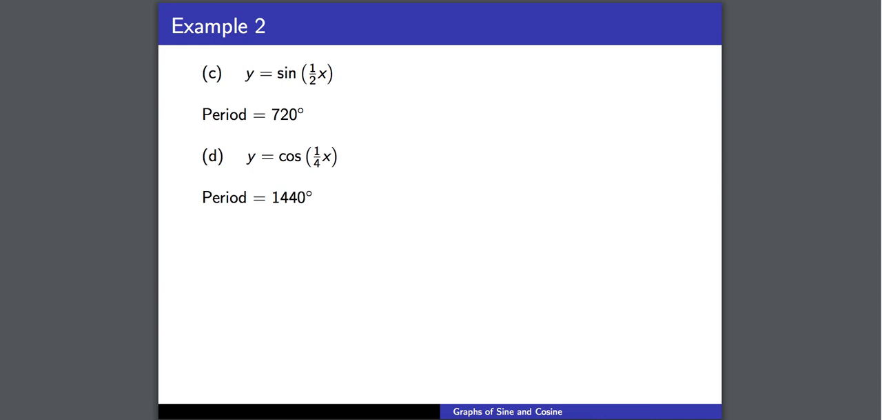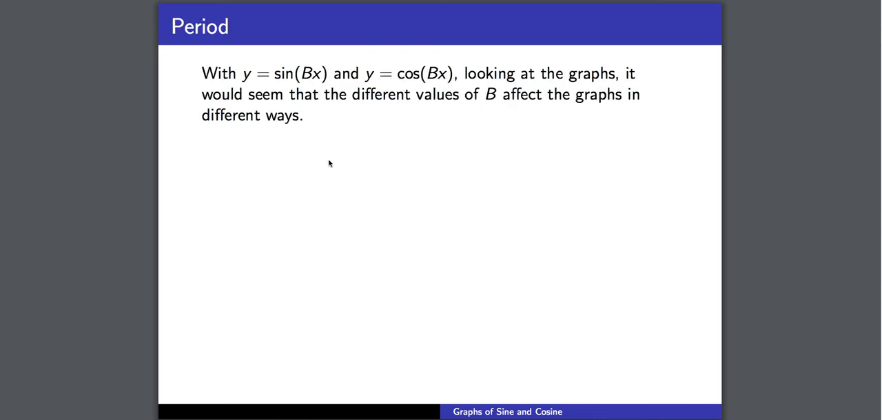So as we've seen, the value that we're multiplying our inputs by, like a half or a quarter or 2 or 3, that value of b has an impact on what the period of the graph is. So with y equals sine of bx and y equals cosine of bx, it seems that different values of b affect the graph in different ways. If b is between 0 and 1, it is a horizontal stretch away from the y-axis, like examples C and D were. And if b is bigger than 1, it's a horizontal compression towards the y-axis, like examples A and B were. So in each case, our period is going to be whatever 360 degrees divided by b equals.